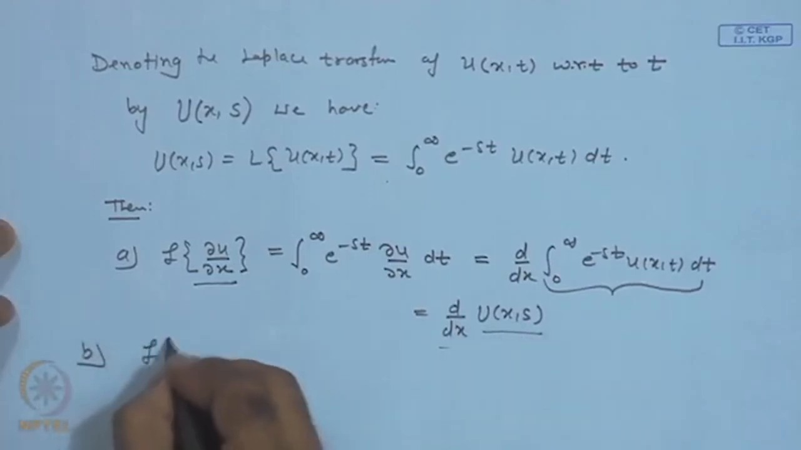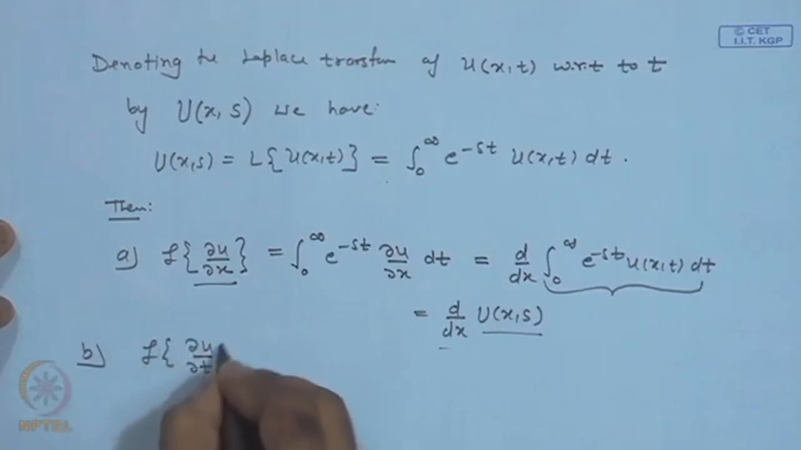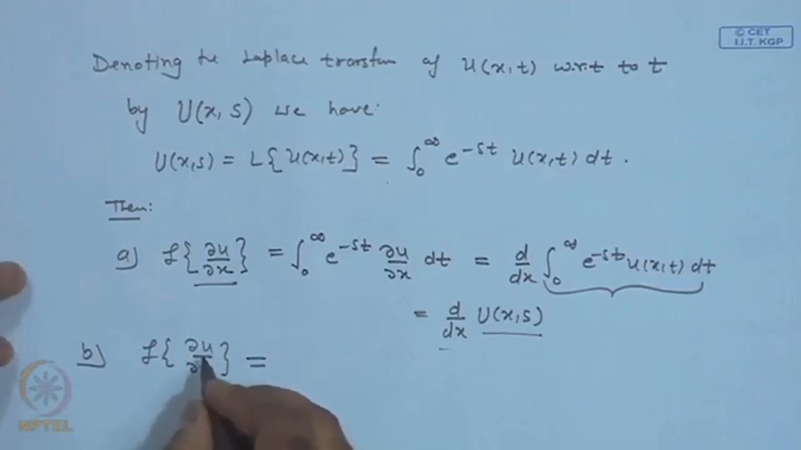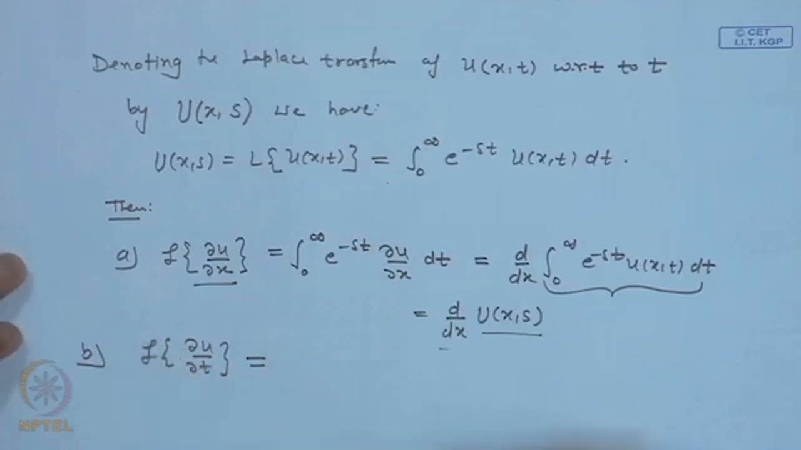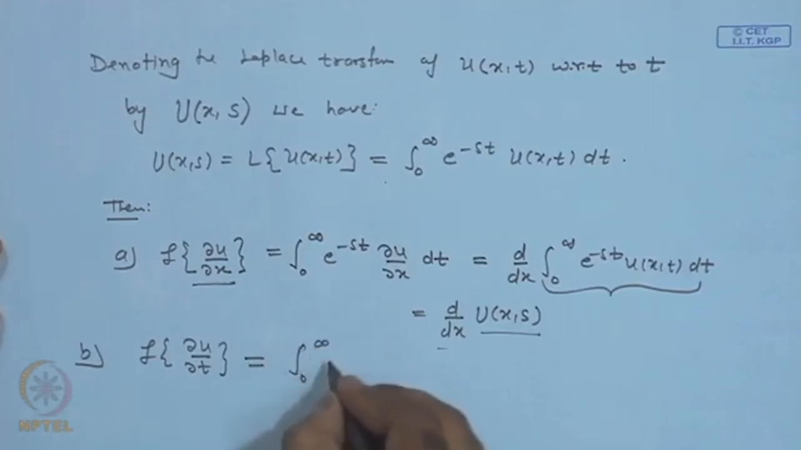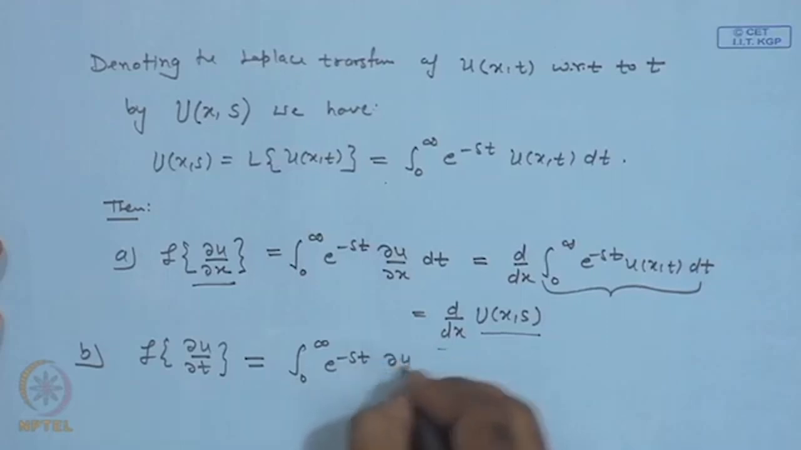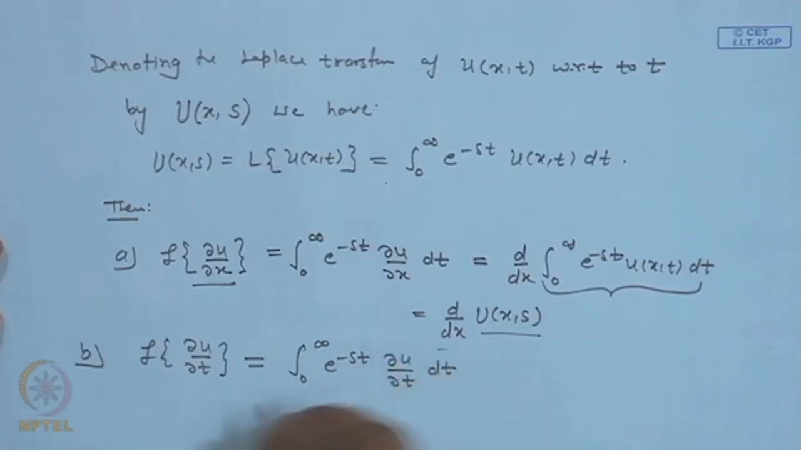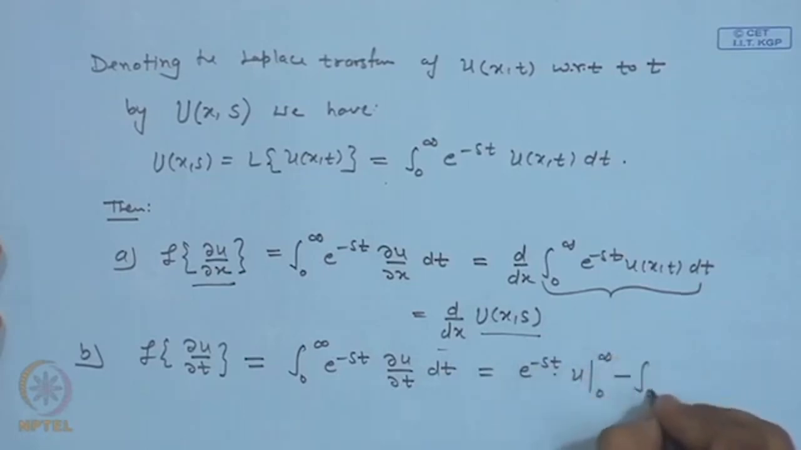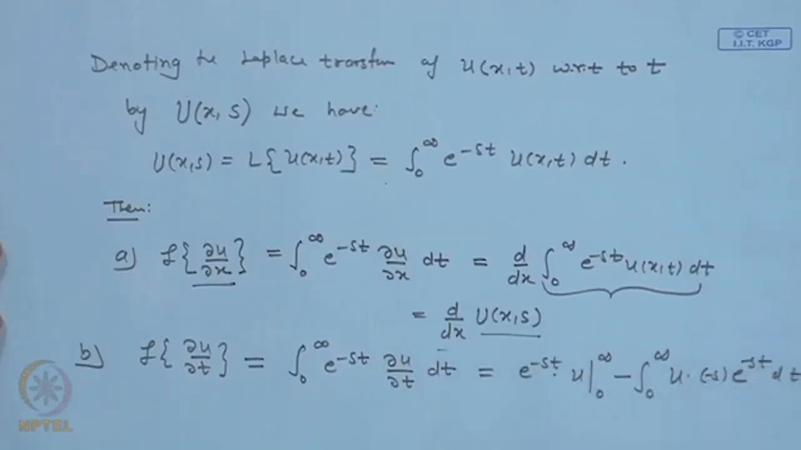We have the next result, the Laplace transform of del u over del t. In this case we have the time variable t, and we are taking the Laplace transform with respect to this t variable. So, we have the integral from 0 to infinity of e to the power minus st del u over del t dt. Thus, by parts we can integrate. So, e to the power minus st u between the limits, and then minus the integral from 0 to infinity of u times minus s e to the power minus st dt.